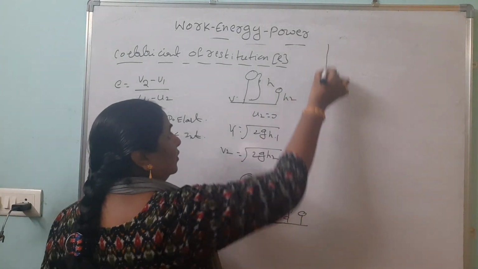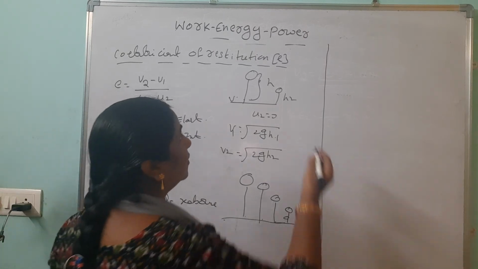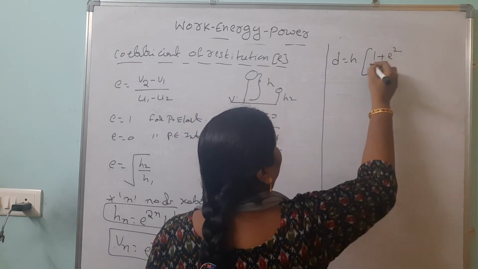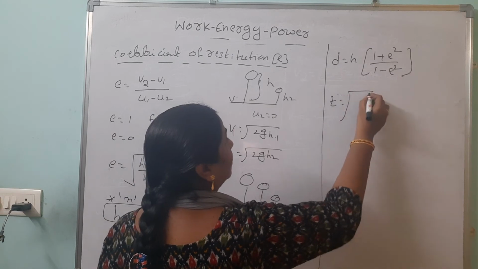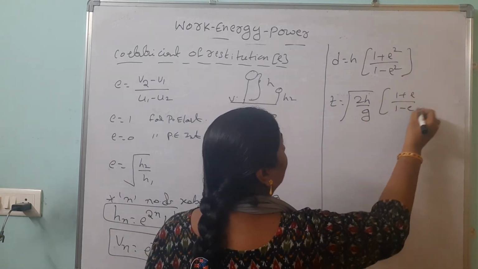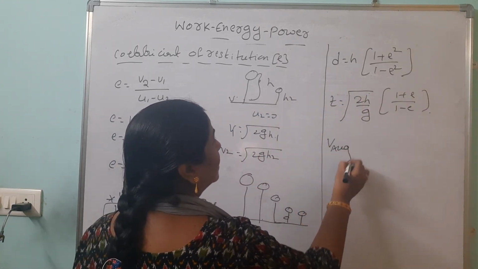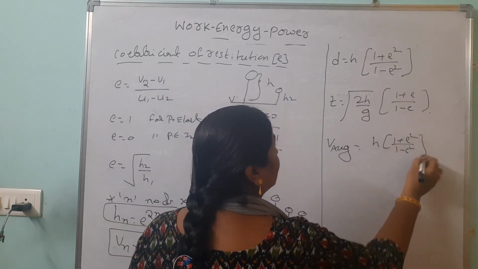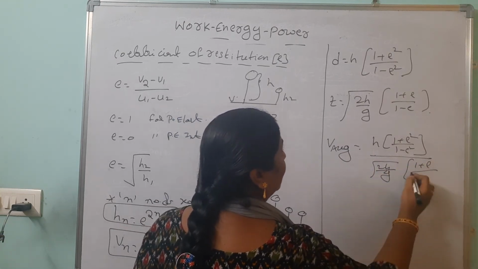Like that, here a few more cases are there. The distance traveled for n number of rebounds: d equals h into 1 plus e square by 1 minus e square. Like that, time for n number of rebounds is how much? Under root 2h by g into 1 plus e by 1 minus e. Suppose you know the distance and the time, how to find the average speed? h into 1 plus e square by 1 minus e square divided by under root 2h by g into 1 plus e by 1 minus e.